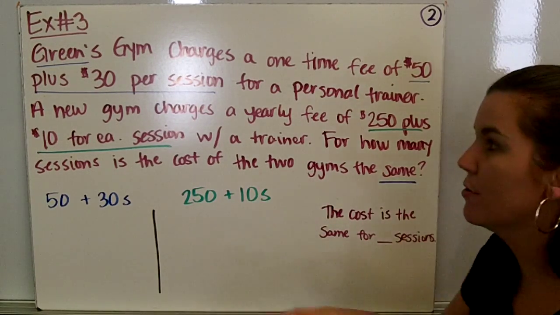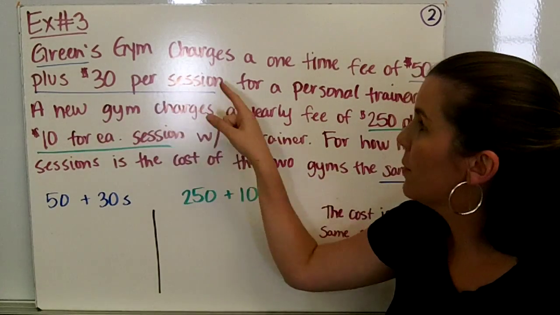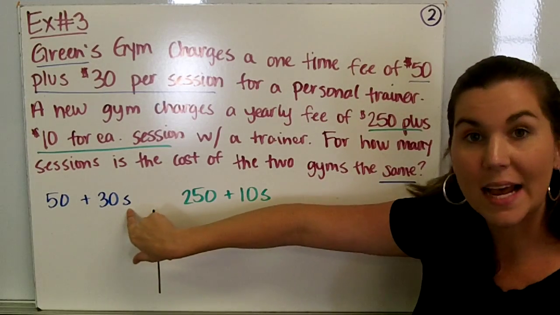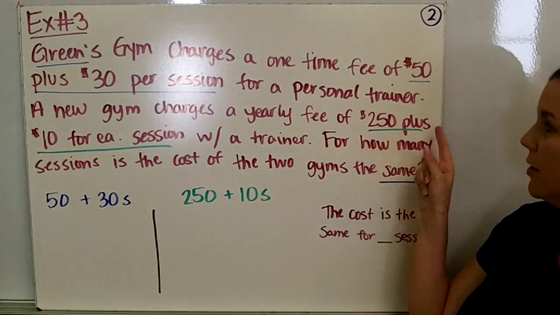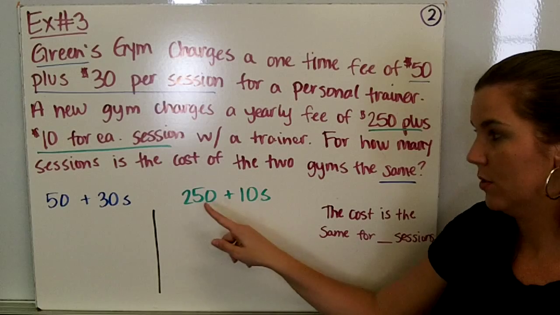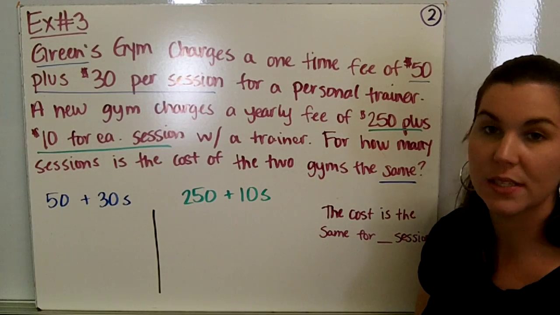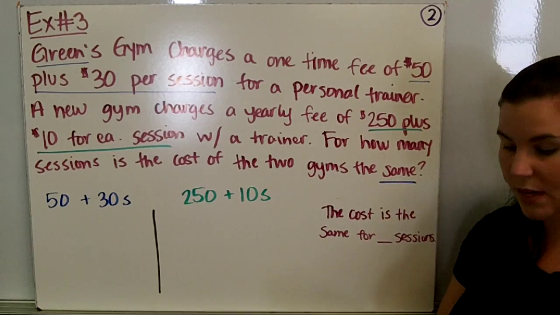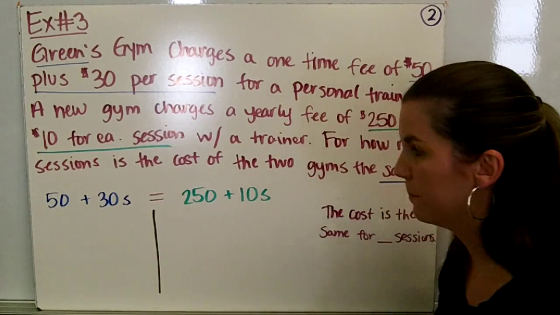So I went through and underlined the important information. $50 plus $30 per session, and it said S represents the number of sessions. And then for the other gym, $250 plus $10 for each session. S represents the number of sessions again. And I want them to be the same. That means I want to know when they are going to be equal to each other.